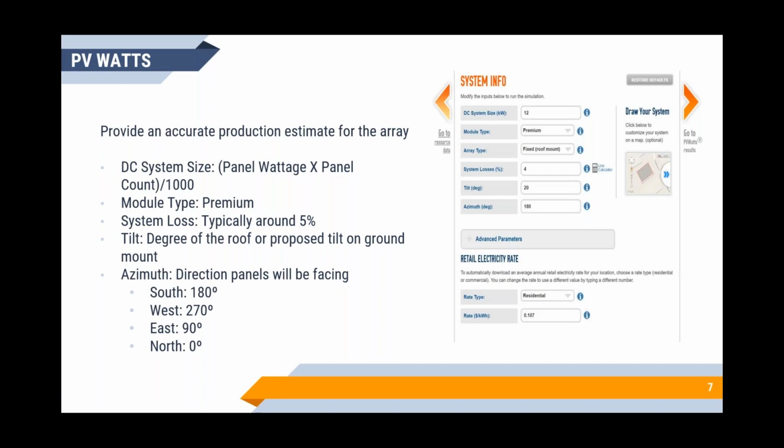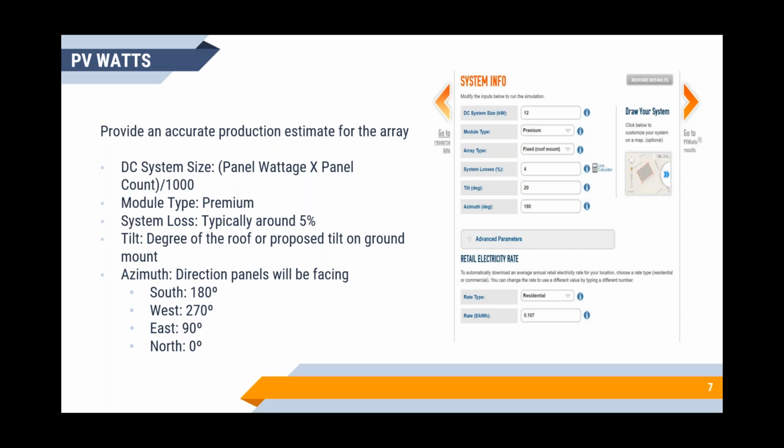So getting into PVWatts, I'm just going to run through a quick overview of how to use it correctly. For the screenshot I've got up here, I already put in the location. You're going to be inputting the location for whatever install site you're working on, and you're going to come to this screen here, system information. For this, we're looking at our DC system size. We arrive at that using panel wattage times panel count divided by 1,000. That's going to give us our DC system size.